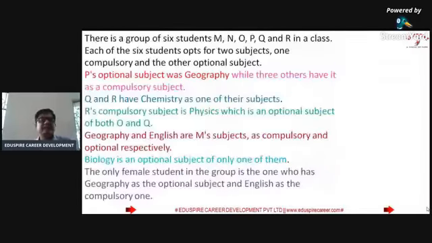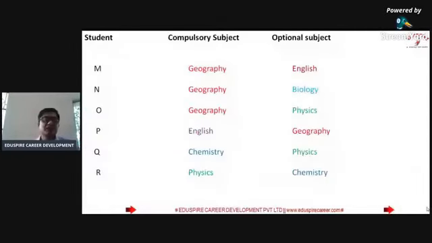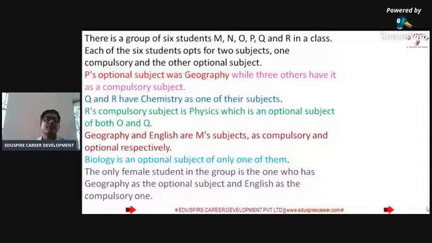And in the very next portion, we have that R's compulsory subject is physics, which is the optional subject of both O and Q. So R's compulsory subject is physics and Q and R both have chemistry. So Q's compulsory subject will be chemistry, and in case of R, chemistry will be the optional subject. And physics is the compulsory subject of R and optional for Q and O. This we have maintained. Then biology is an optional subject of only one of them.